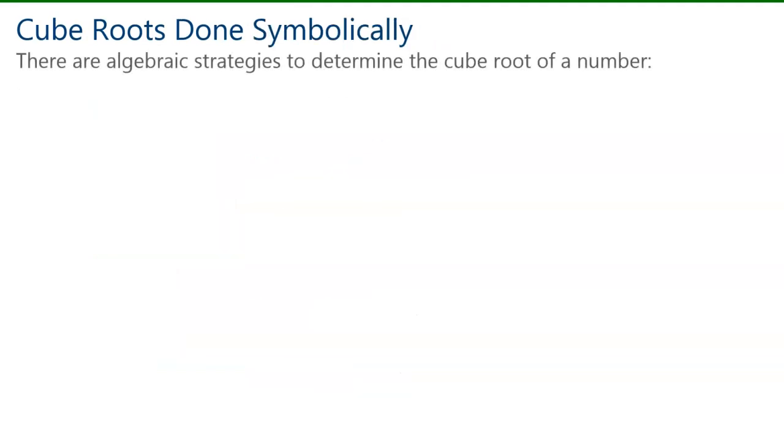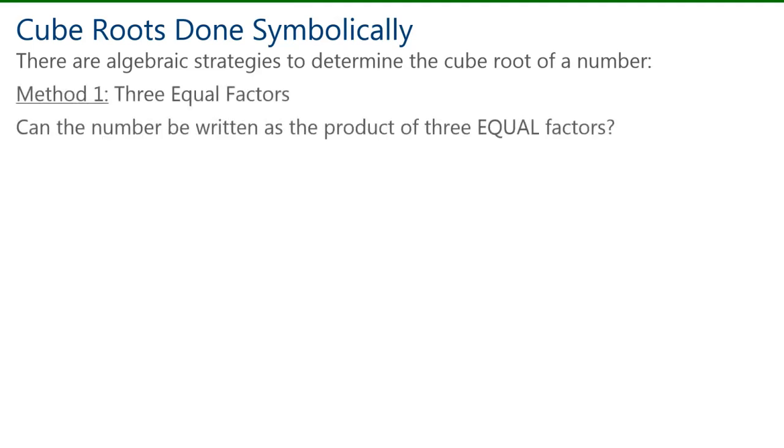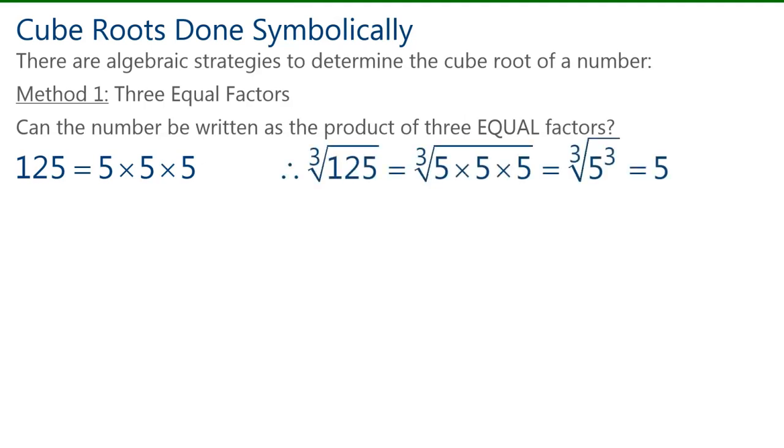There are algebraic strategies to determine the cube root of a number. The first method involves 3 equal factors. We need to determine if the number can be written as a product of 3 equal factors. For example, 125 can be written as 5 times 5 times 5, 3 equal factors. So the cube root of 125 can be written as the cube root of 5 times 5 times 5, which is the cube root of 5 cubed, which is 5. It's as if the exponent for the power undoes the index 3.